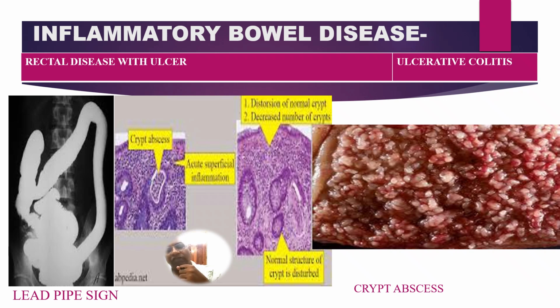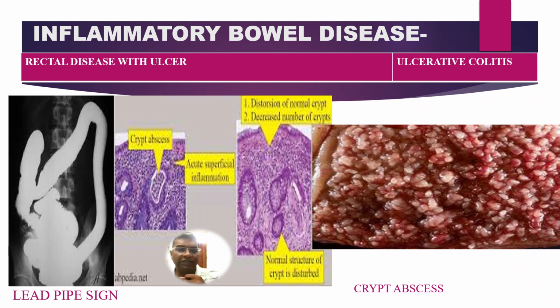Here also the clinical features will be colicky abdominal pain, blood in the stools, sometimes features of obstructive jaundice related to PSC, that is primary sclerosing cholangitis. And here there is increased risk of colon cancer. In this cancer risk, both ulcerative colitis and Crohn's disease have the same risk.